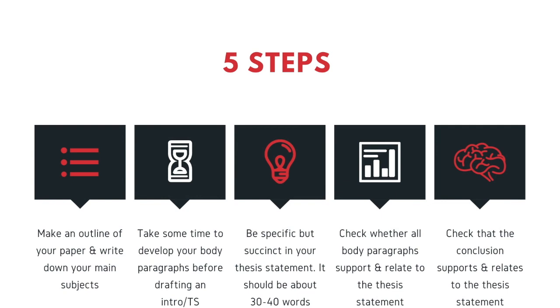Here are my 5 steps to writing a thesis statement. Start by making an outline of your paper and write down your main subjects. Take some time to develop your body paragraphs before you draft an introduction and a thesis statement. Be specific but also succinct in your thesis statement. It should be about 30 to 40 words. Check whether all the body paragraphs support and relate to the thesis statement. Then check that the conclusion supports and relates to the thesis statement.